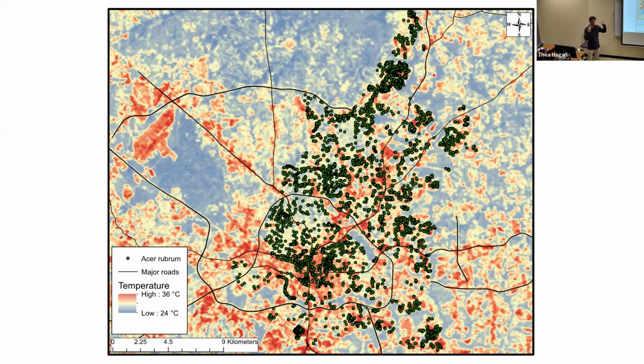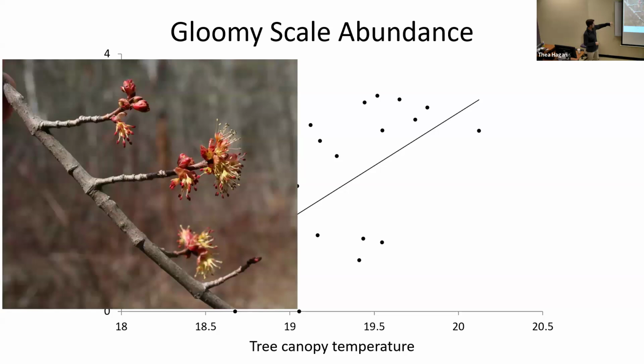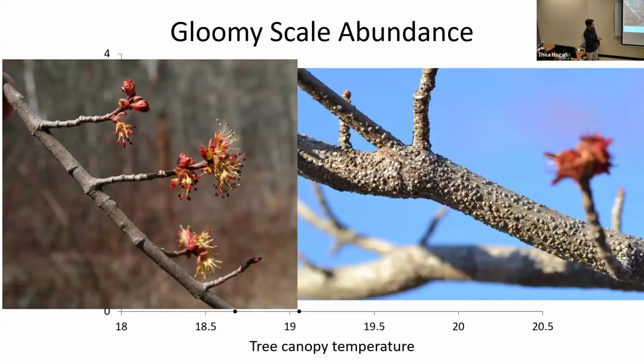And we measured tree canopy temperature and a lot of other metrics at the local level. What we see is that as tree canopy temperature increases on average from 18 to 21-ish, we get about a 200-fold increase in the number of scales per unit area in that tree canopy. So here at our cool trees, we've got a beautiful red maple branch, and at our hot trees, this is what it looks like. Dramatic changes in scale.